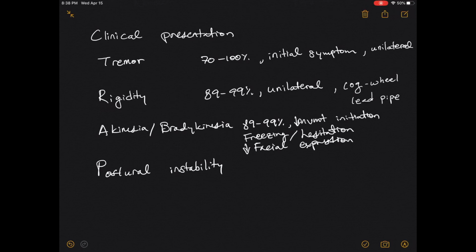The last bit is postural instability. A lot of individuals who have this disease tend to have their center of gravity forward, because they're stooped over and their posture is that way. And because their center of gravity is forward, they have abnormal postural responses and decreased motor activity.